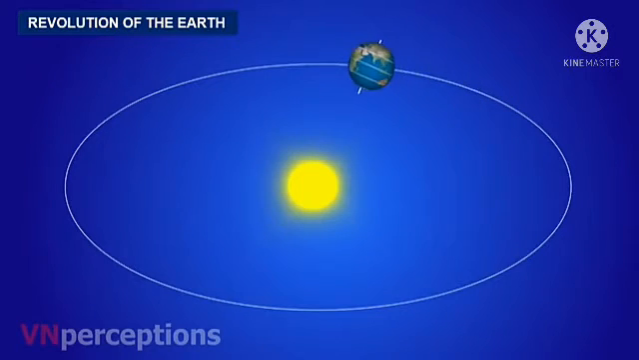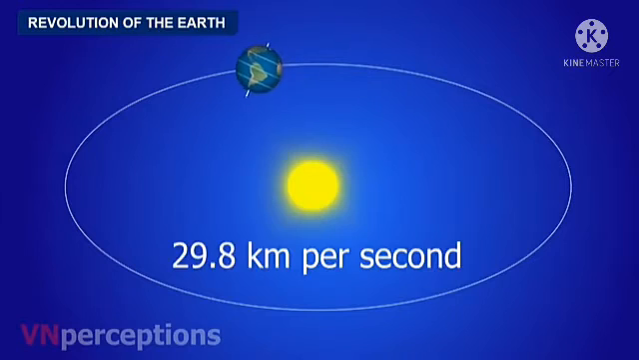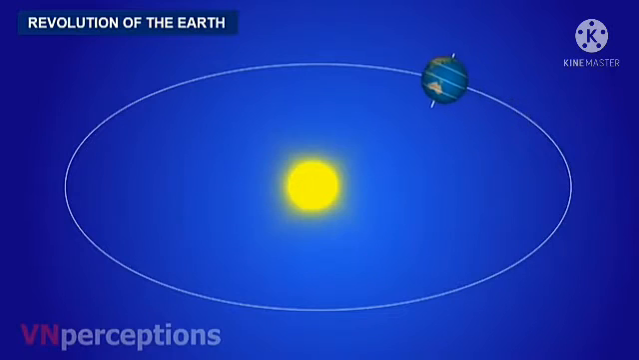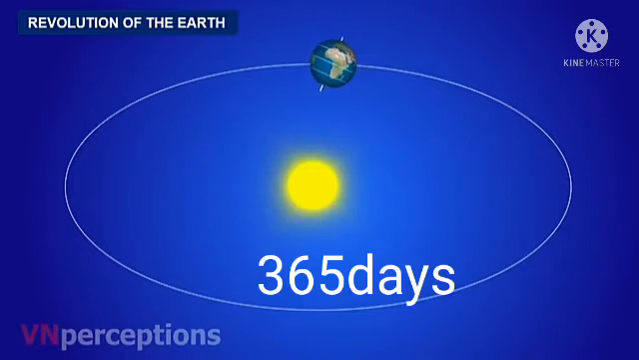The speed of the earth's revolution is about 29.8 km per second, which is also equivalent to 1 lakh km per hour. So this is the speed of the earth as it revolves around the sun. The earth takes about 365 days to make one complete revolution round the sun.